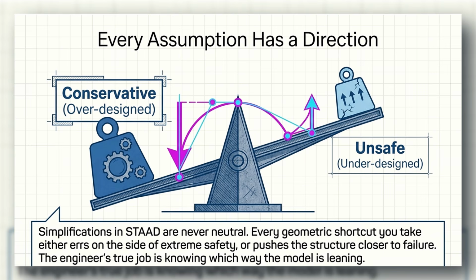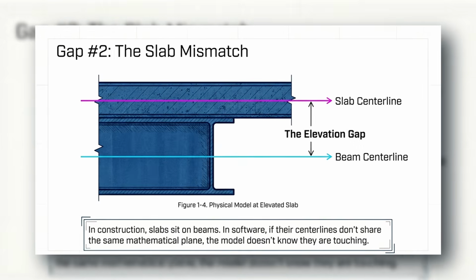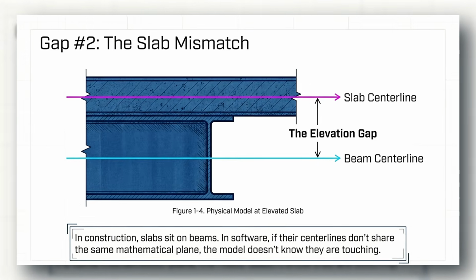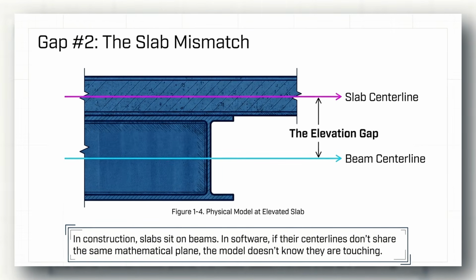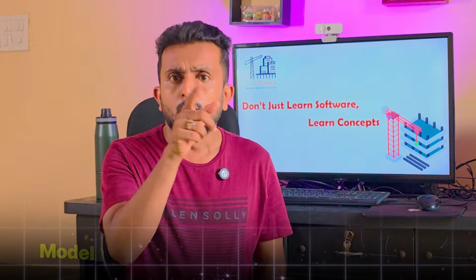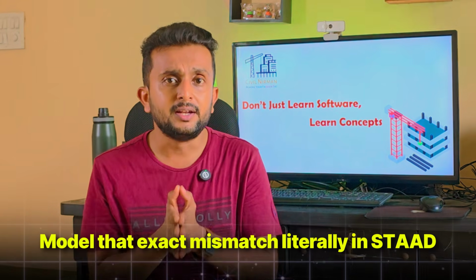Now see, the slab that doesn't line up. Here is an elevated concrete slab construction on steel framing. Notice the beam center line and the center line of the concrete slab do not actually coincide. Model that exact mismatch literally in STAAD.